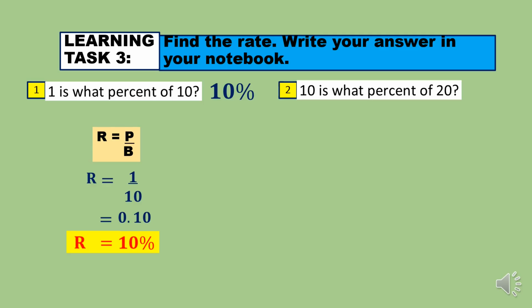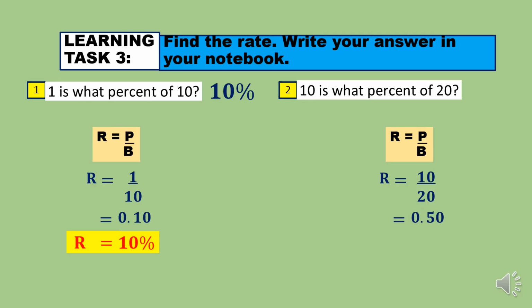Number 2, 10 is what percent of 20? Ang formula, rate equals percentage divided by base. What is the percentage? 10. And the base is 20. Tulad ng dati, huwag magkakapalit ang pwesto ng percentage at ng base. 10 divided by 20, the answer is 0.50 or 50 hundredths.